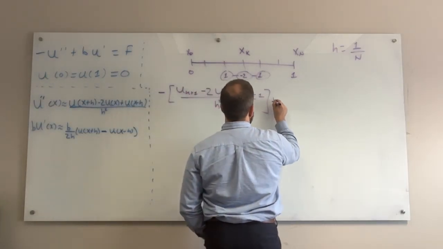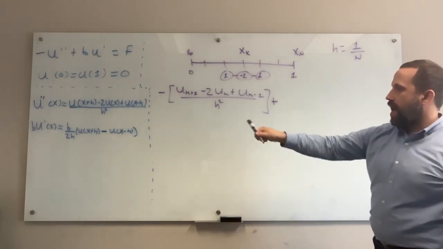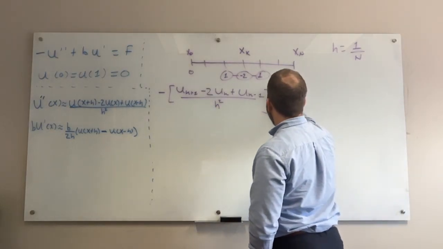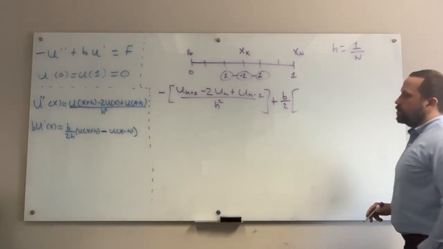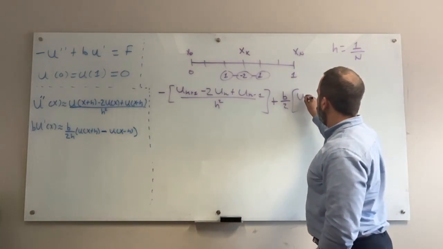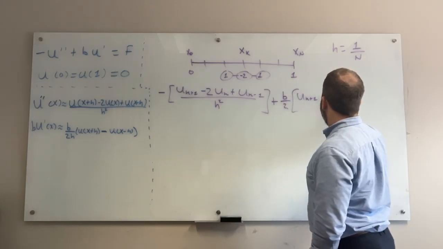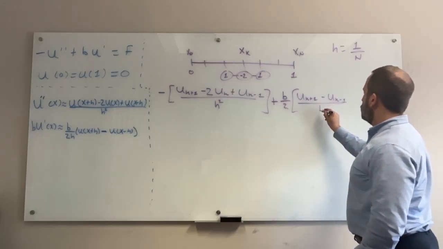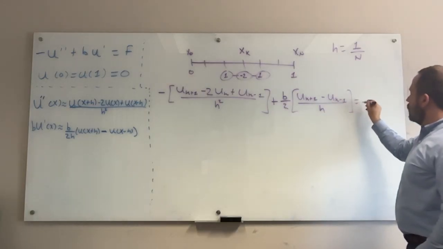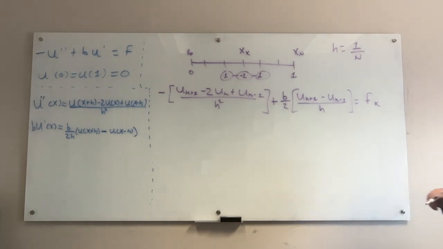Now, I didn't mention it explicitly, but I'm assuming for now that b is constant. So now we're going to have plus b, to try to write it in this same format over here, b over 2, and then we're going to have uk plus 1 minus uk minus 1 divided by h. And this is going to be equal to fk, where as usual fk means f of xk.